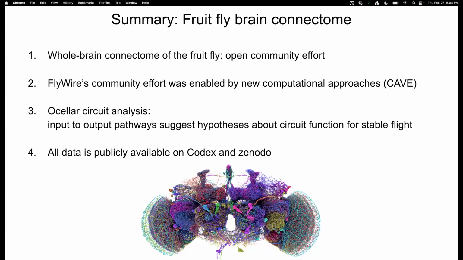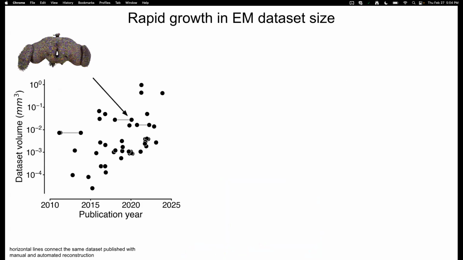So in the last few minutes, I just want to go beyond the fly brain and put it into context. So the field of connectomics has really been working very hard to scale this approach. Here on the x-axis is time over the last 10 years. On the y-axis is volume, in terms of data set volume that was acquired with electron microscopy. The fruit fly brain is not the largest data set that we have today, but it is the largest one that has been fully proofread.